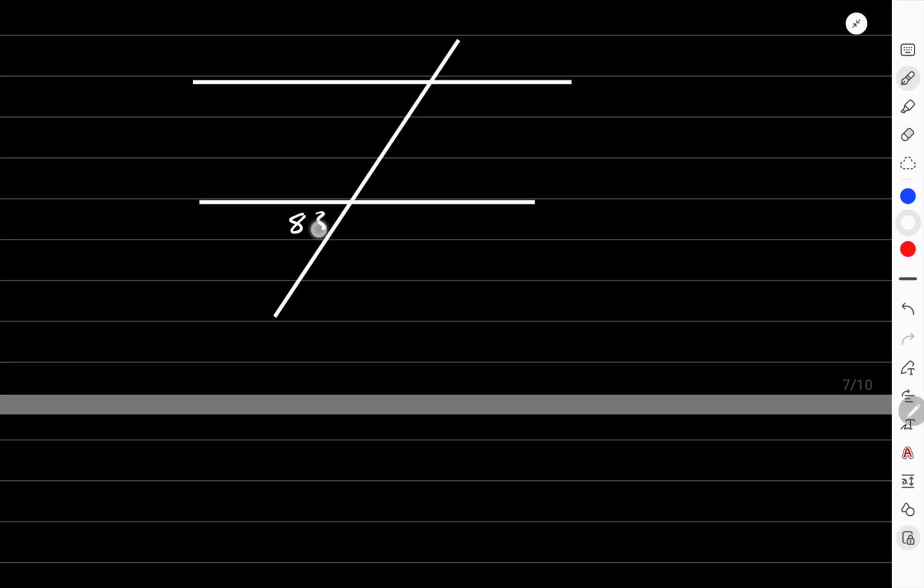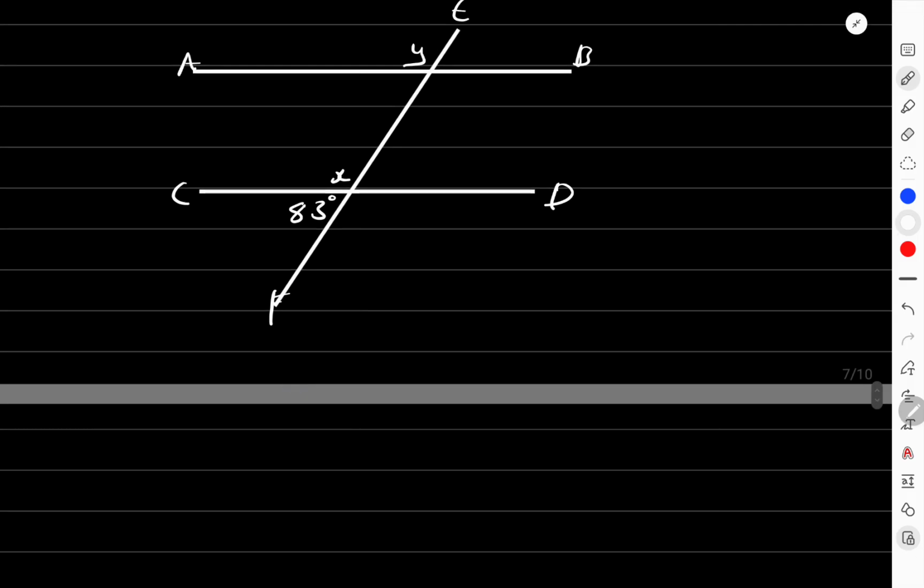I'm given here as 83 degrees. I have X, I have Y, that is here. I have AB, which is parallel to CD. I have EF here. I have EF over there. Now, for me to find the value of X and the value of Y.